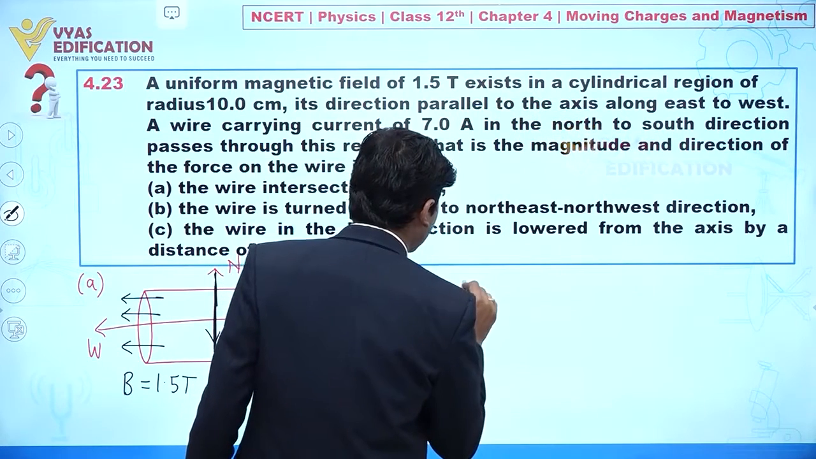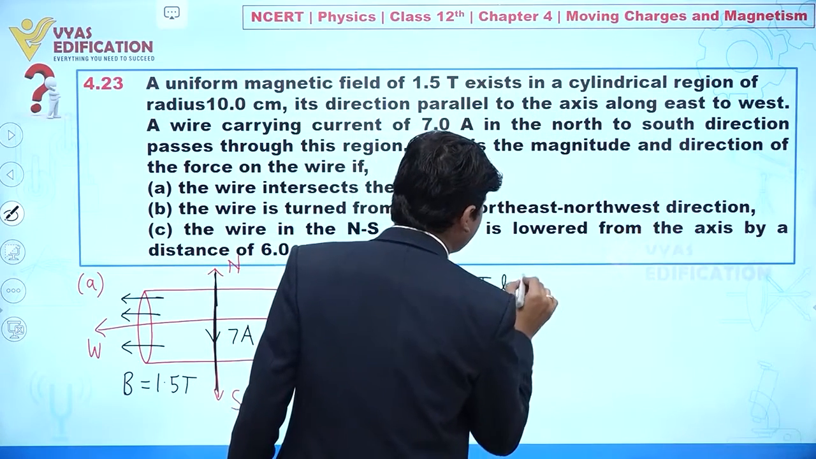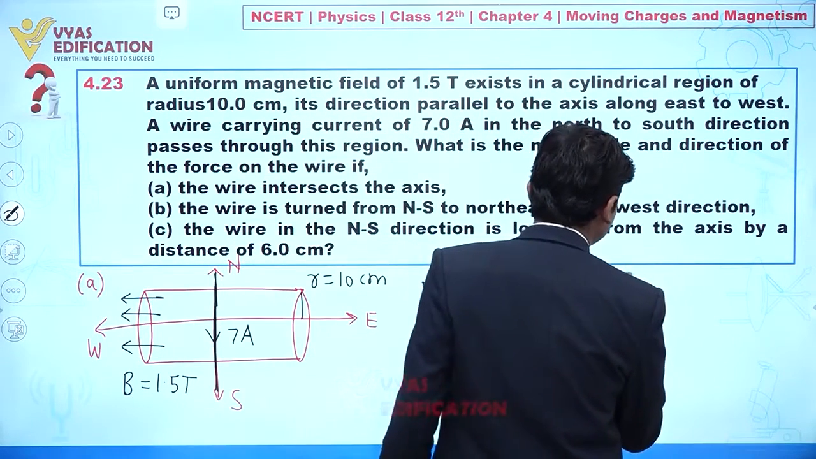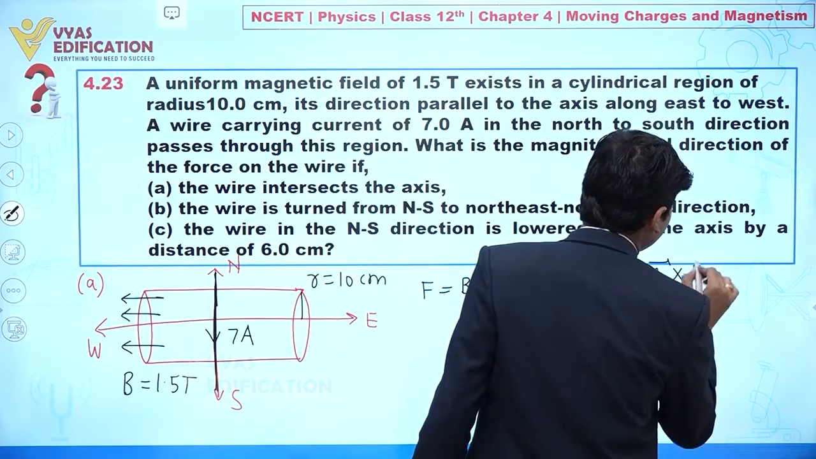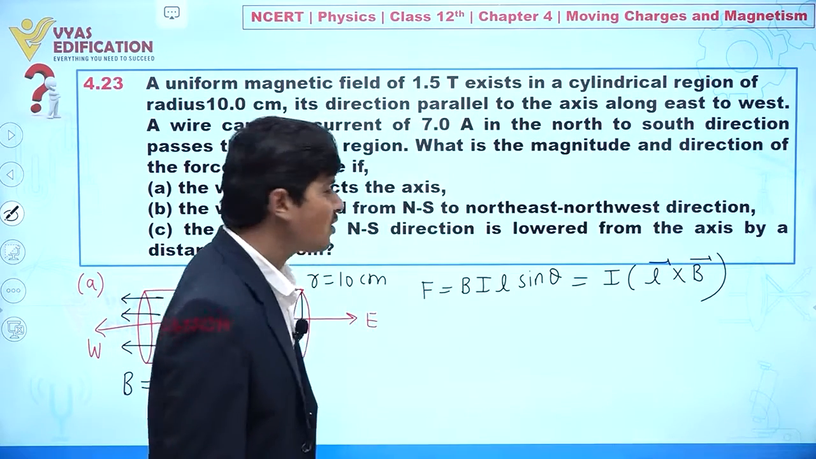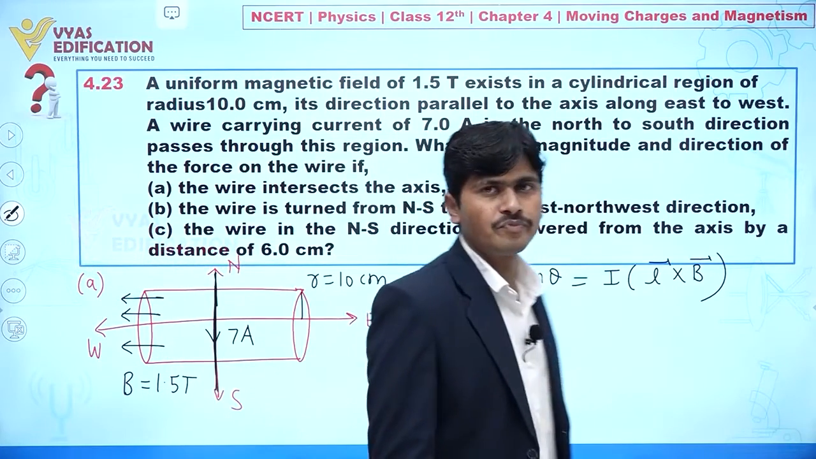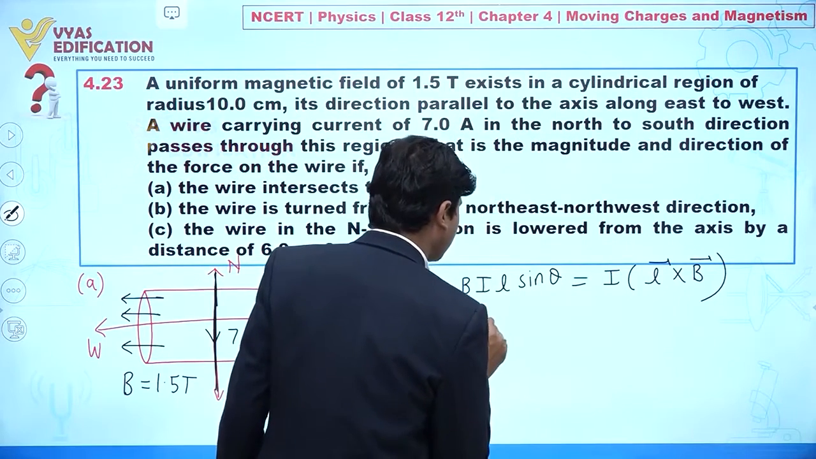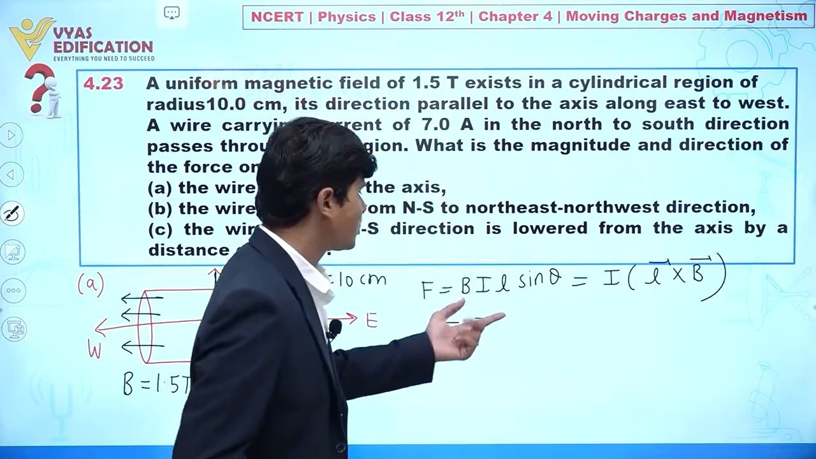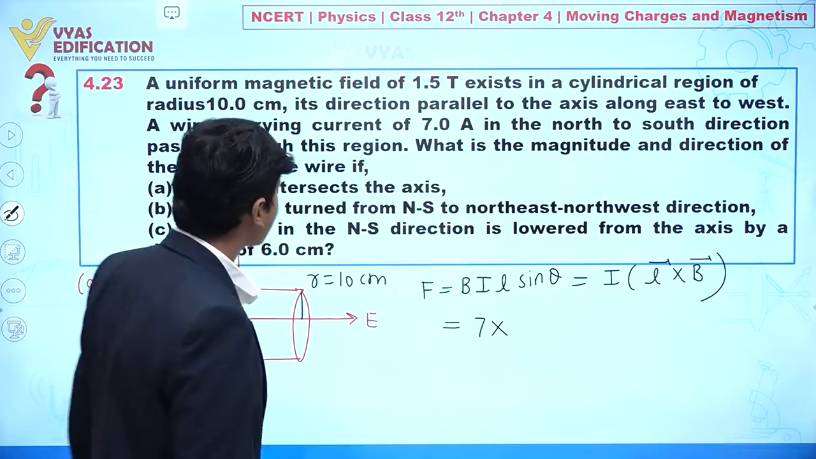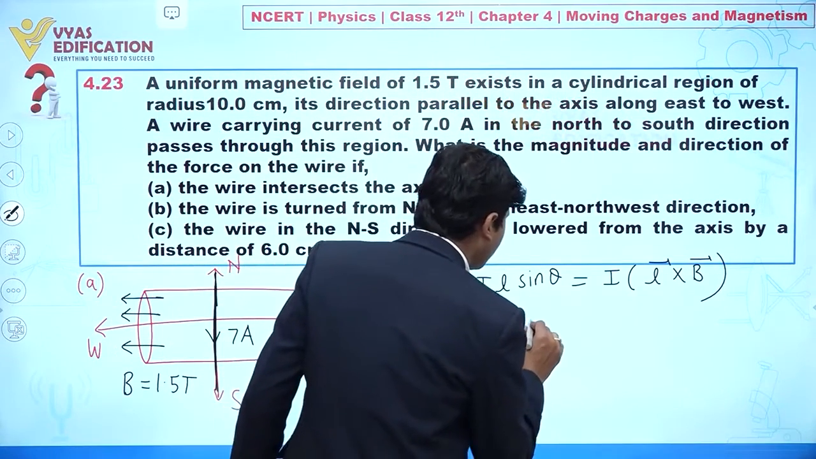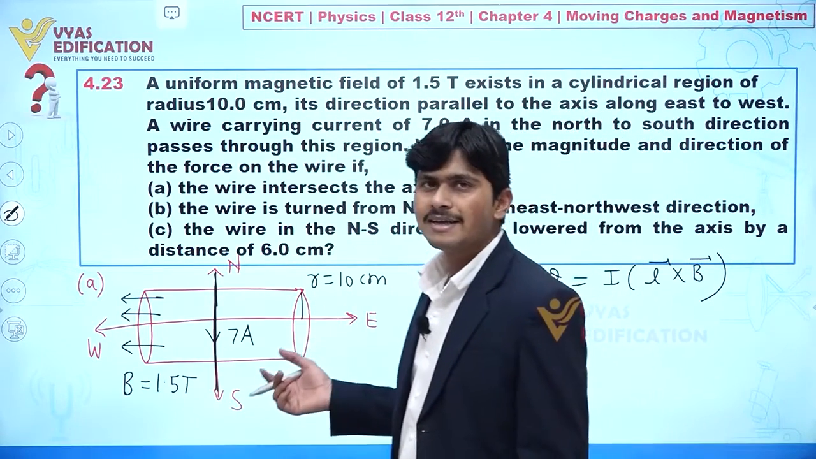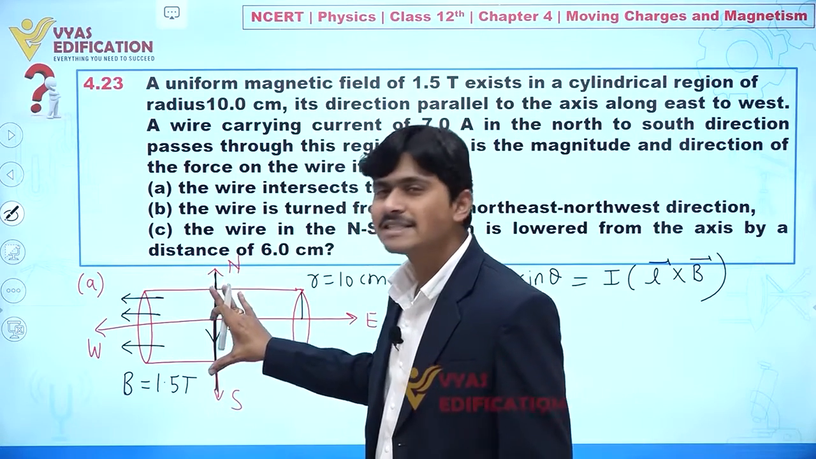So I can say F is given by BIL sine of theta. Clear? You can also write it like this, F equals I, L cross B. Clear? Now value of I is given to you in this question, that is 7 ampere. So you can place here value 7 multiply. What is value of B? Value of B is given 1.5. Now important part, what is L? Clear? L is the length of the wire that is inside this cylindrical region.